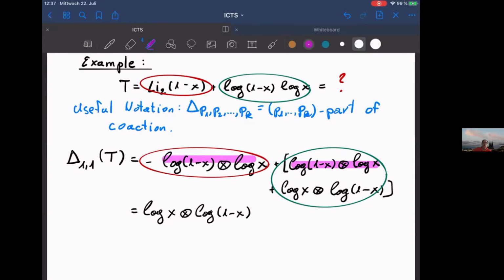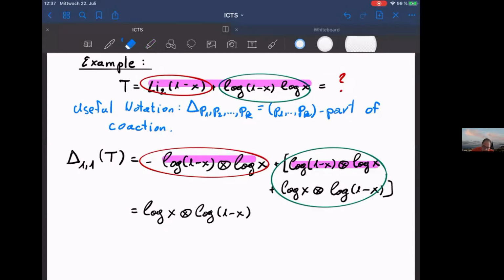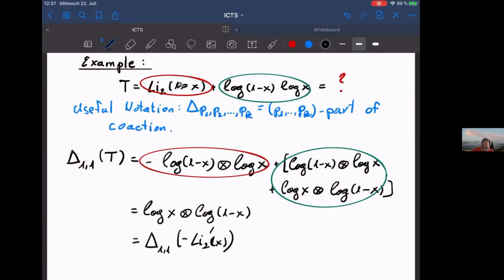So you see that at the level of the coaction, these two terms that you had at the beginning up here actually cancel out partially. There's just one term that's left over. Note that this is the same as what would happen at the level of the symbol. And what is this thing that is left over? I should apologize, I made a mistake here. It should be log x, not the dilogarithm of 1 minus x. I apologize. Here it should be 1 minus x.